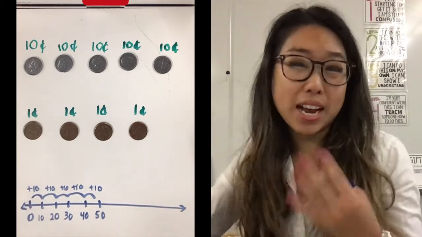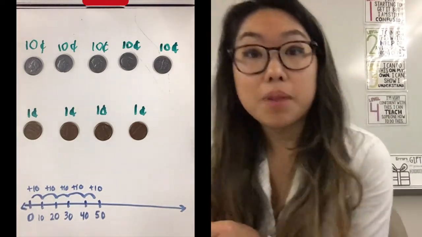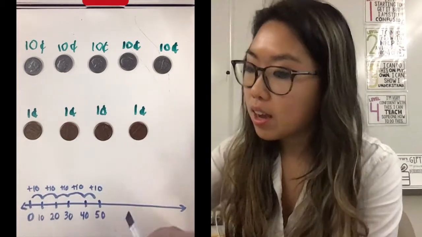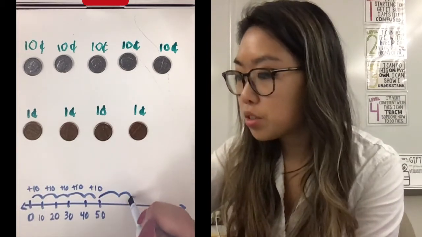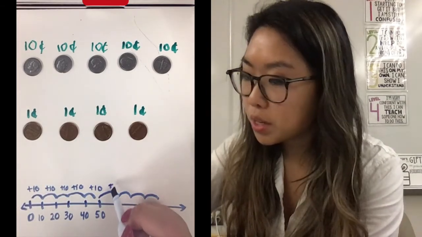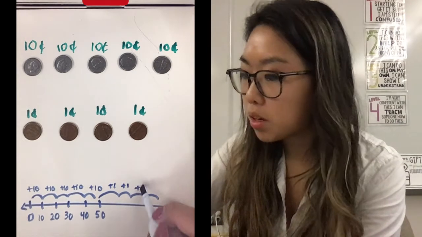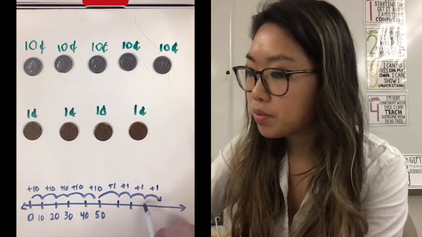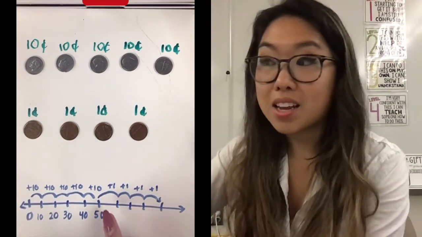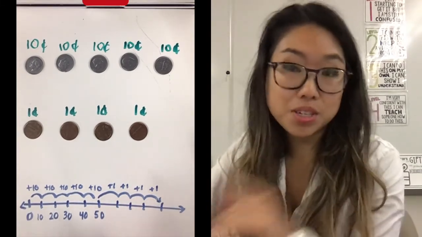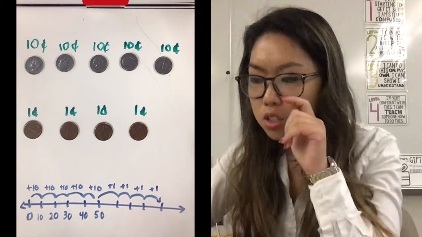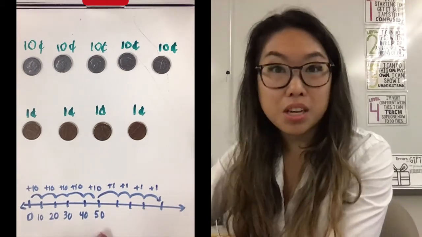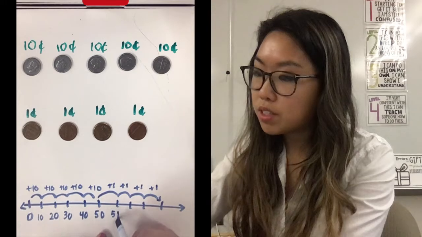Then I need to add on the value of my 4 pennies. So I need to think, I need 4 jumps. 1, 2, 3, 4. Because my jumps all look the same, we need to really make sure that we label each one of our jumps. So I'm now adding a penny, and a penny's value is 1 cent. So I need to think, what's 50 plus 1? And I know that's 51.